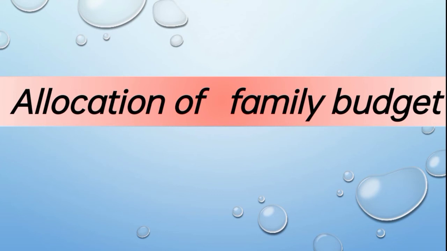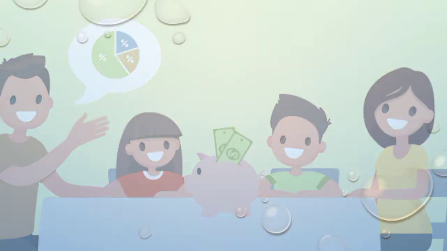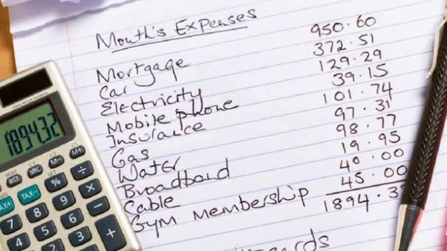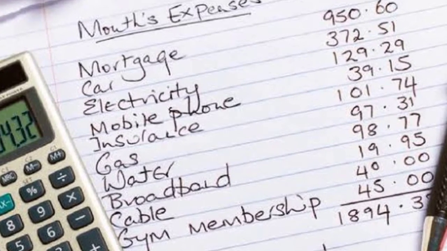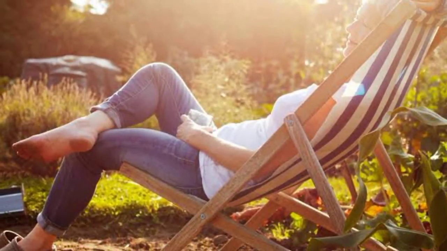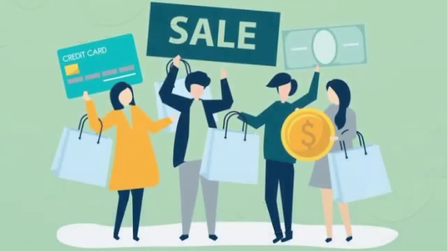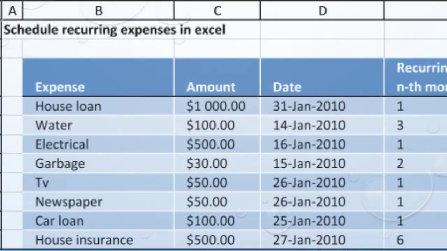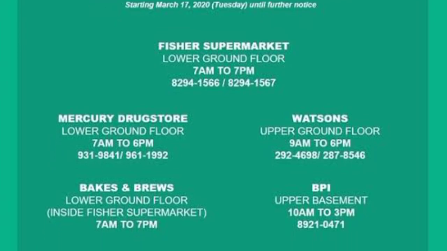So, let us proceed to allocation of the family budget. First, you have to inform all the members of the family about the budget. Second, you have to make adjustments to your budget as necessary. Keep within the amount allocated for budget items. Third, choose a simple lifestyle that you can sustain with your earnings. Then buy only things that are needed. Schedule your expenses. Follow a shopping and marketing schedule.